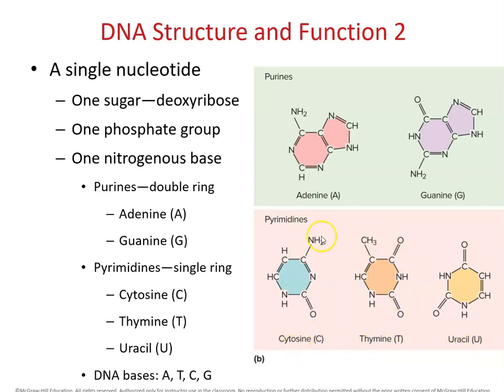And cytosine and thymine are in DNA. Cytosine and uracil are in RNA. So thymine is not found in RNA. So purines have 2 rings. Pyrimidines have only 1 ring.